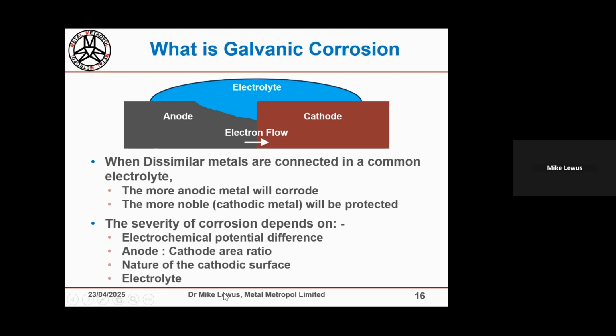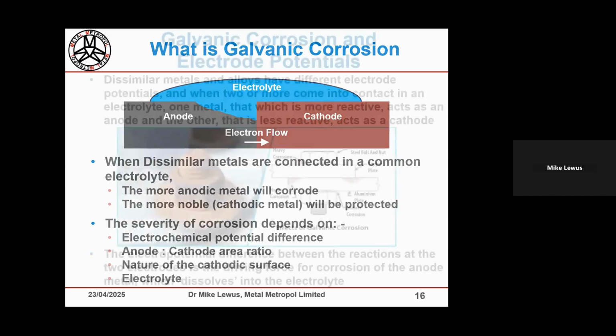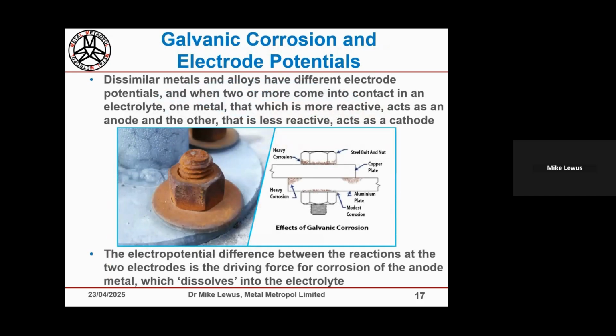Another thing is the nature of the electrolyte. Is it very conductive? Is it not? Has it got pollutants in it? Another point I'm going to come back to is the anode cathode area ratio. That's quite critical with respect to the rate of galvanic corrosion that will occur. And these are the kind of things we've seen in practice, aren't they?